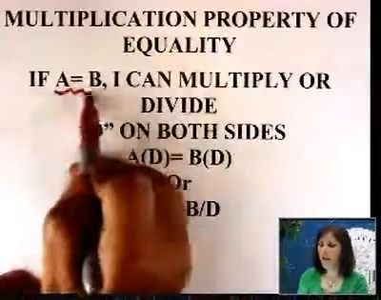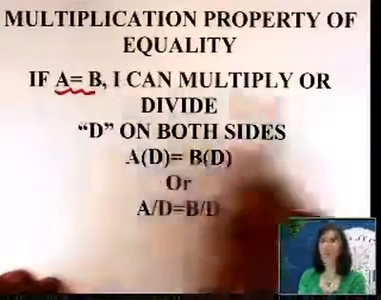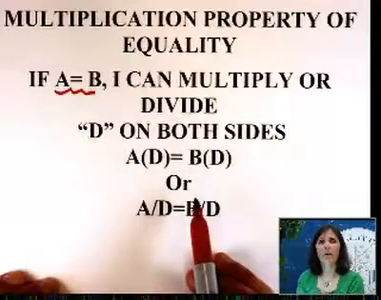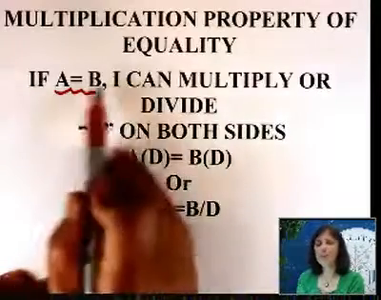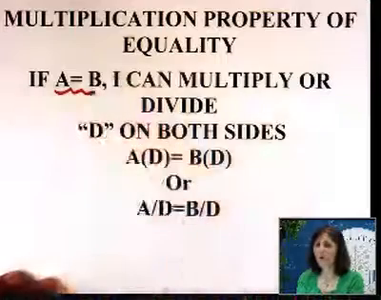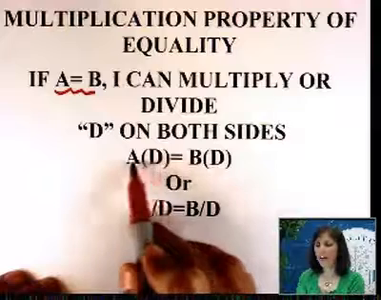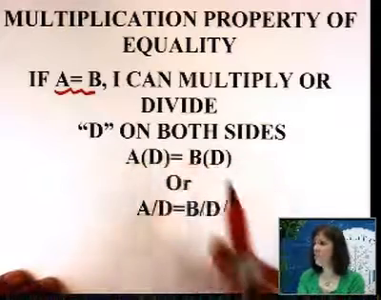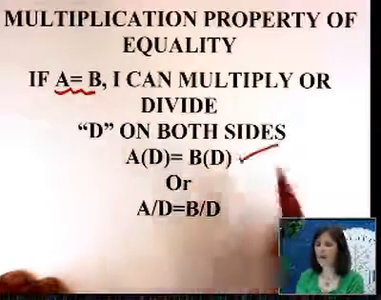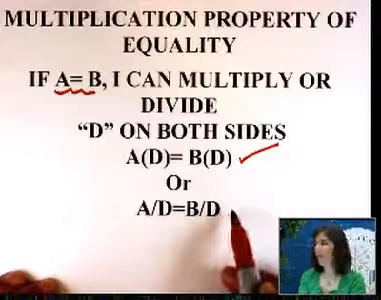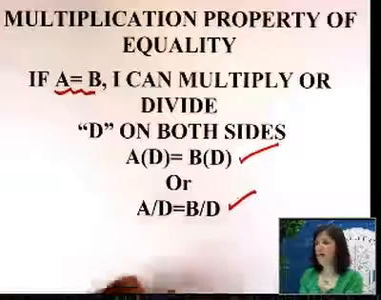If you have A equals B, I can multiply both sides of this equality by a number, or I can divide both sides of this equality by a number. So, let's pick a number D. I can multiply the left by D, right by D, and I don't change anything, and that's perfectly good. Or I can divide the left and the right by the same number, and that will still be good. So remember that.